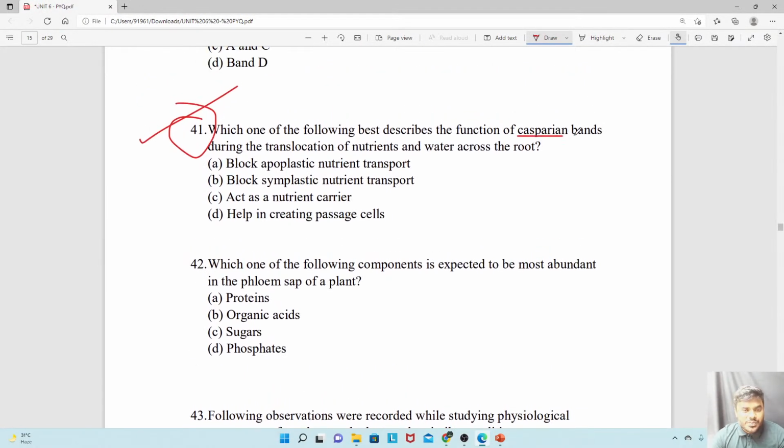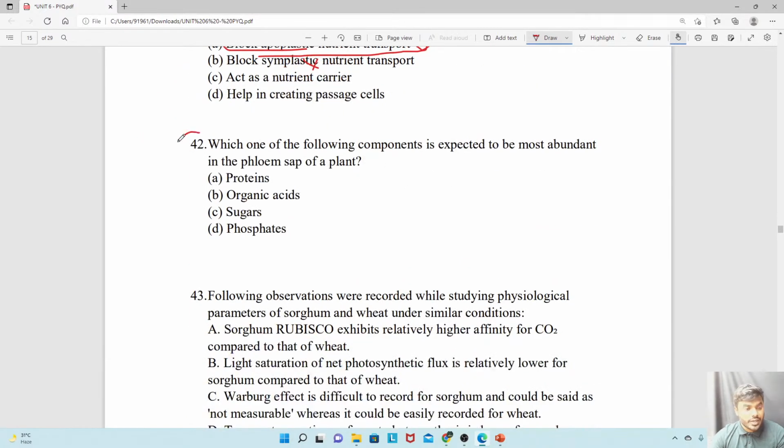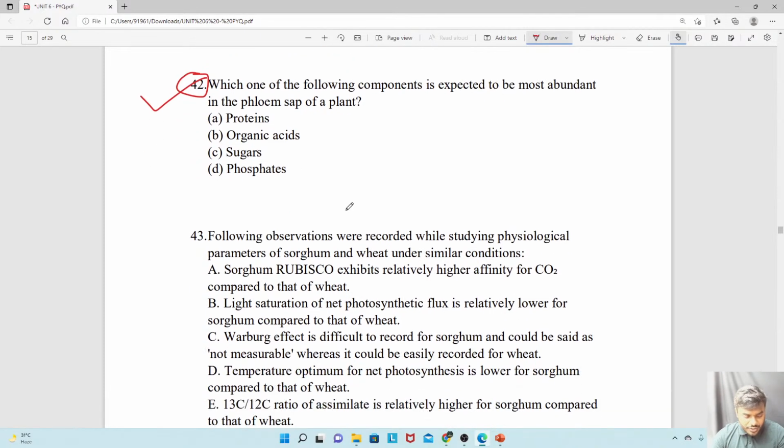Question number 41. See friends, a Casparian strip obviously blocks what pathway? Apoplastic pathway only. There is no doubt about it. Of course true. Symplastic pathway means plasmodesmata. That's good. Okay. Question number 42. Tell me Sadhguru, if you don't understand, I will re-explain. Okay, that's good. Question number 42.